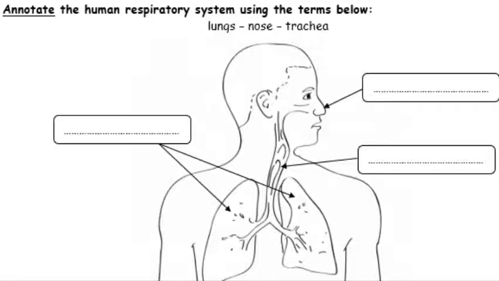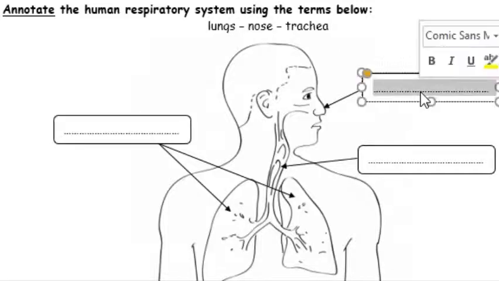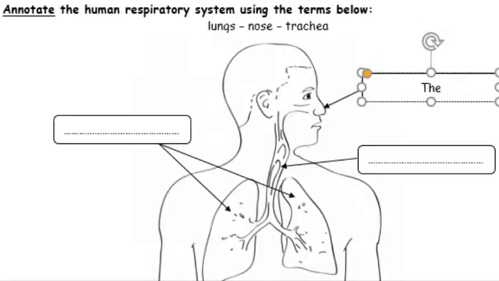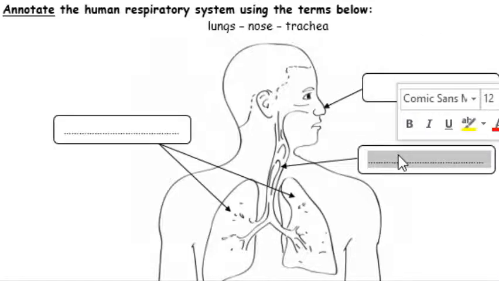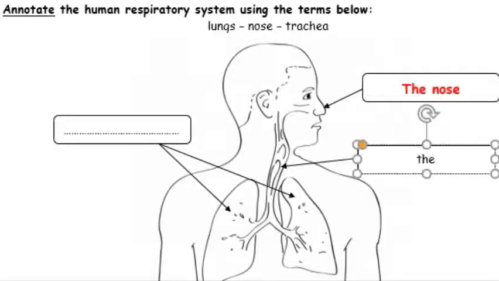The air passes first through the nose. From the nose, it takes the pathway or the road that leads to the 2 lungs found in your rib cage. So, this is the nose, which is the first part of the human respiratory system. The second part, which is the pathway, the road that leads to the lungs, this is the trachea.